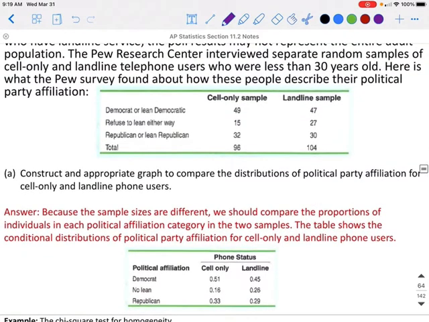Because the sample sizes are different, we do need to compare the proportion of individuals in each political affiliation category in the two samples. The samples show the conditional distributions of political party affiliation for cell phone users and landline users. So they took the total for the cell phones, the 96, and they did 49 out of the 96 to get that 51% of them were Democrat. They did 15 out of 96 to get that 16% of them did not lean either direction, and the 32 out of 96 gave them that 33% were Republican. For landlines, they did the same thing, and they got those proportions.